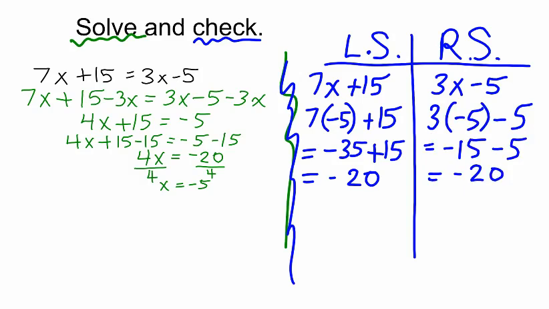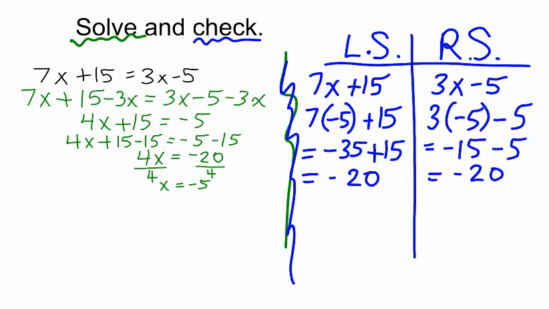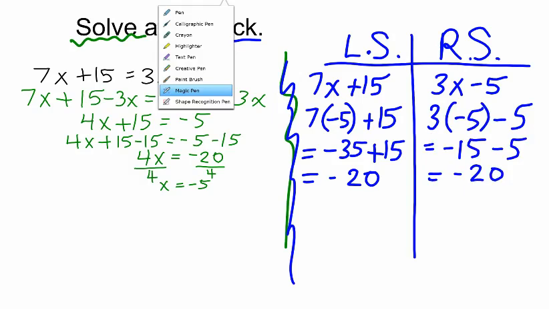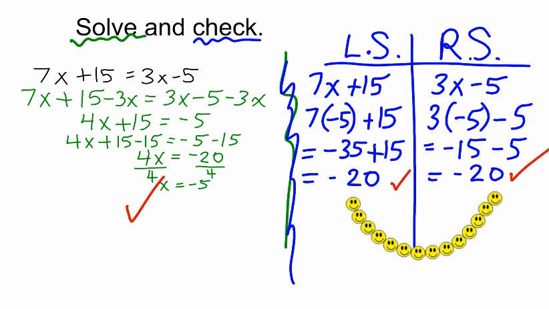Okay, so here's what we have just established. We have just established that the left side equals the right side when x is negative 5. What we have right here is what's known as some equation solving happiness. You see that big smiley face? What this is trying to communicate to you is that we have the correct solution. That yes, in fact, x is equal to negative 5. And we know that because left side equals right side over here when we check.